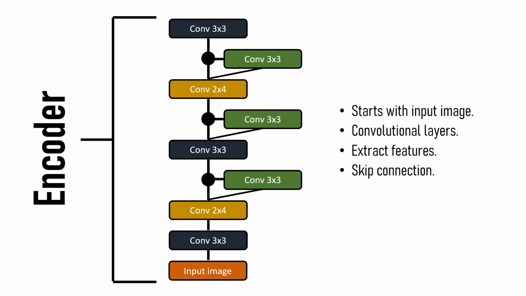It starts off with the input image, and then it goes to the convolutional 3x3 layers, which then proceed to the next convolutional 2x4 layers and merge with another convolutional 3x3 layers via skip connection. It then proceeds to the convolutional 3x3 layers, which also merge with another convolutional 3x3 layers via skip connection, and this process repeats till the last layers. When it reaches the last layers, this is when the decoder comes into play.